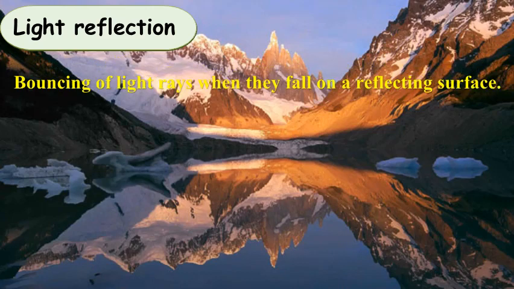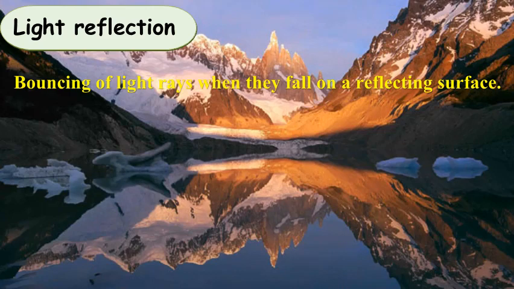And reflecting surface here means the object. It means when the light falls on any object, it will bounce or return back or reflect. So, what is meant by light reflection? It's the bouncing of light rays when they fall on a reflecting surface. Okay, so write the scientific term: bouncing of light rays when they fall on a reflecting surface. Amazing, this is light reflection. You can see the reflection of mountains on the water in front of you in this picture.